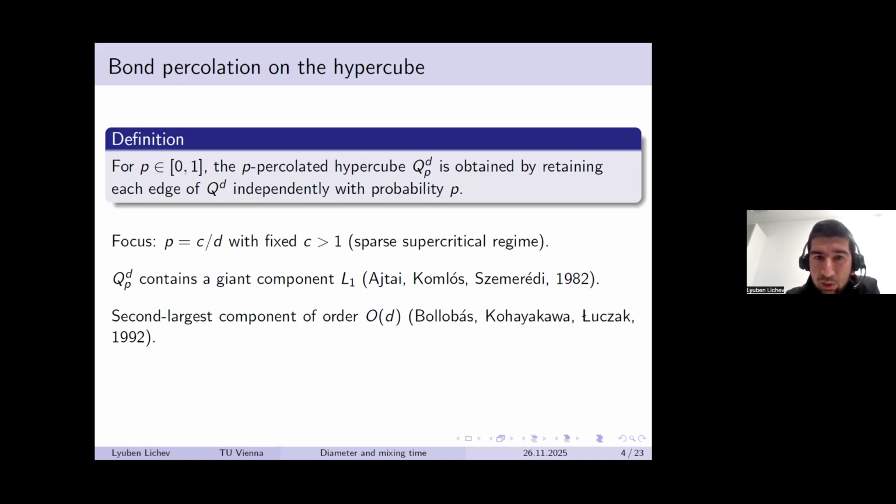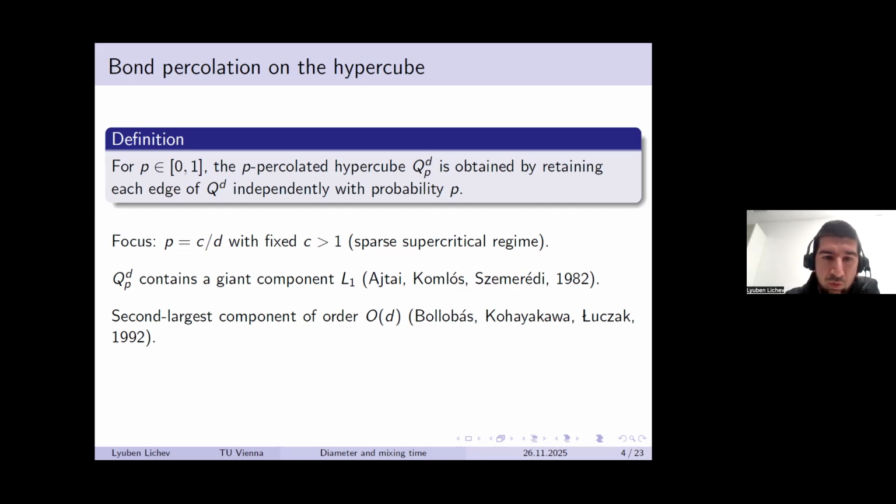The p-percolated hypercube is one of the most standard models in random graphs, perhaps second only to the Erdős-Rényi random graph, where we percolate a complete graph instead of a hypercube. Our focus today will be on the sparse supercritical regime, meaning that our expected average degree will be more than 1, but it will still be some constant.